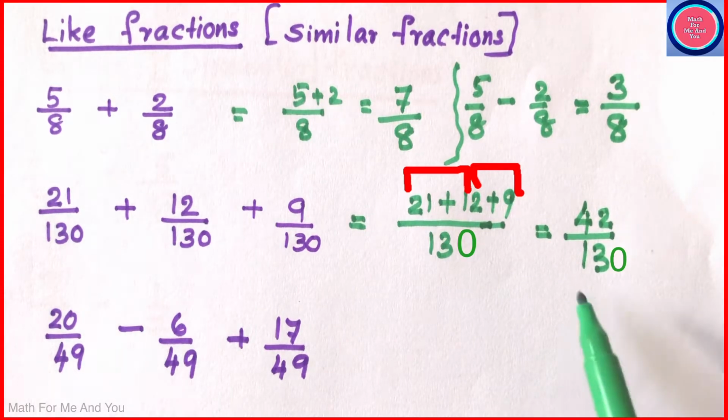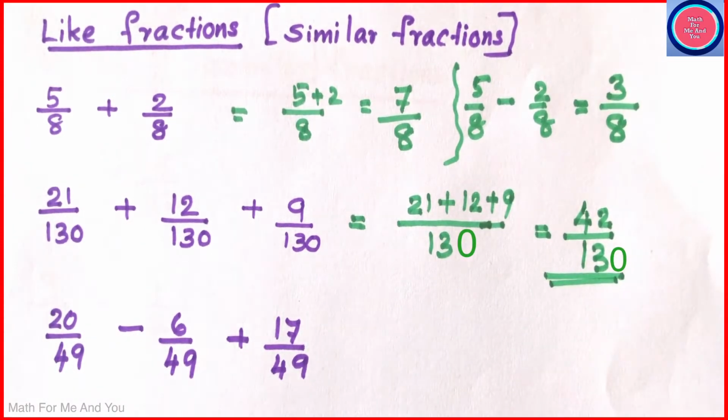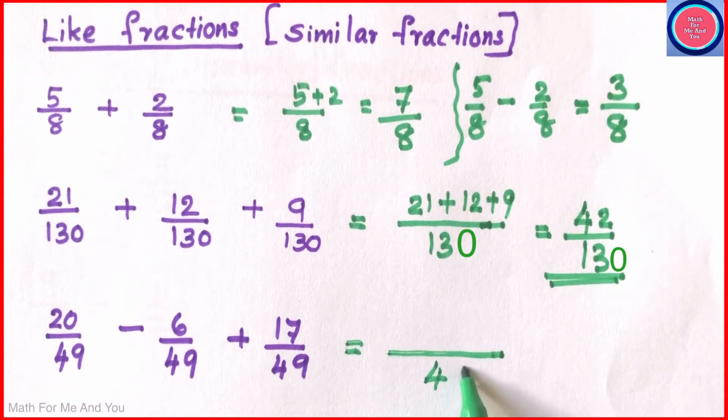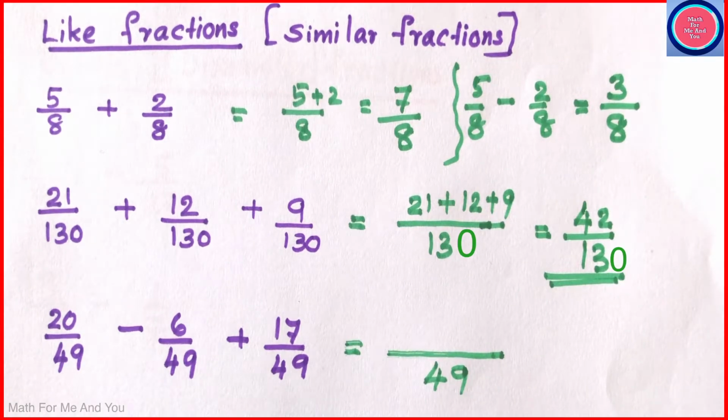So the answer is 42 over 130. In the next question, there are 3 fractions with addition and subtraction together. But they are like fractions. So the answer we write with the same denominator, and the denominator we write is 49. Now we look at how to write the numerators.